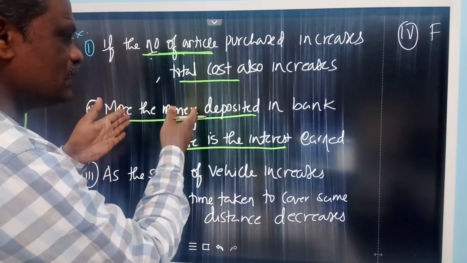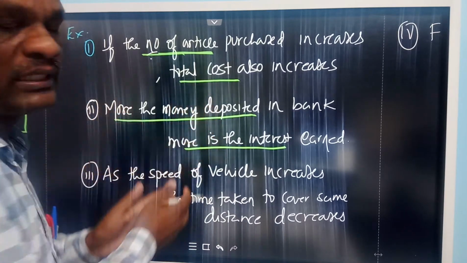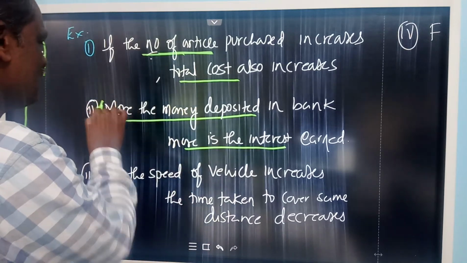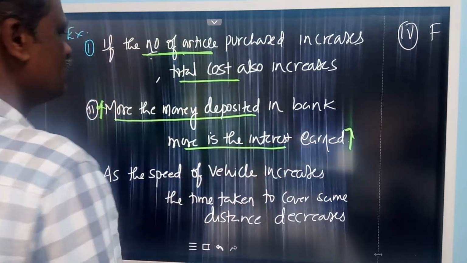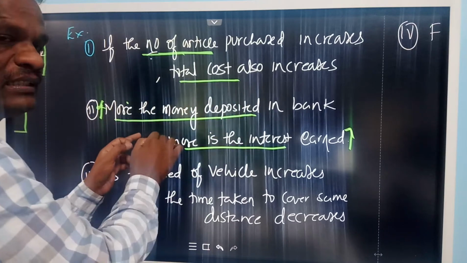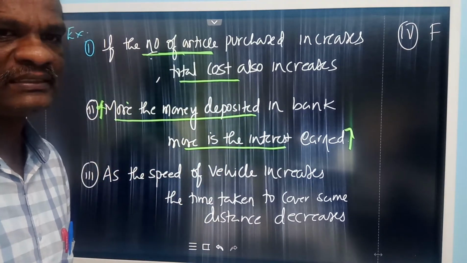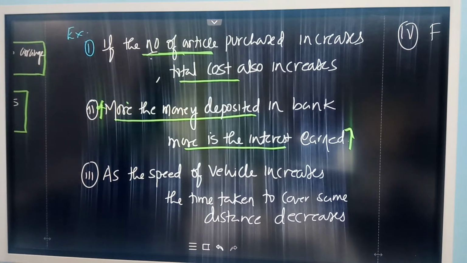If the depositing amount is increasing, the interest also will increase. If this is increasing, then this also increases. If this quantity, the depositing money, is increasing, the interest you get also will be increasing. Come to the third example.